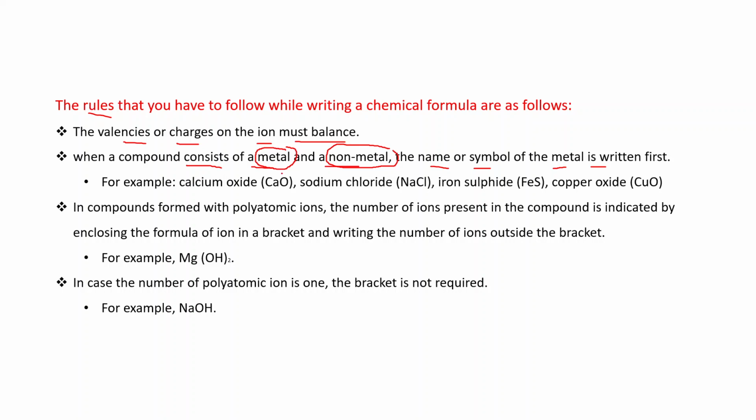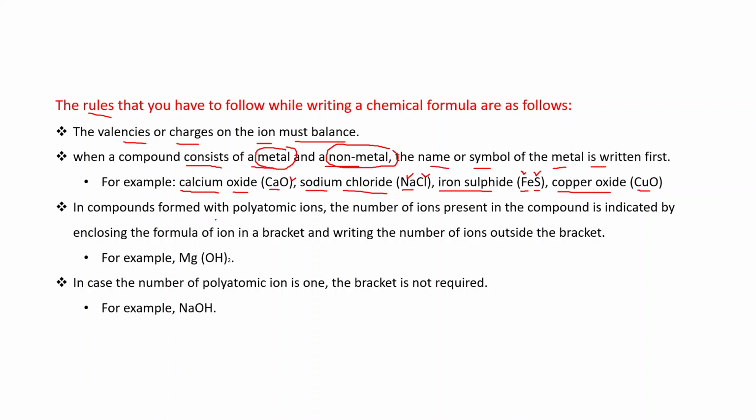For example, calcium oxide. Calcium is a metal, Ca, that is the cation. Oxide is the anion, this is O, so CaO. Sodium chloride. Sodium is the cation, chloride is the anion, that is, this is the positive charge and this is the negative charge. Iron sulfide, Fe is a metal, S is a non-metal, or we can say Fe is the cation and S is the anion. Copper oxide, in the same way, CuO.